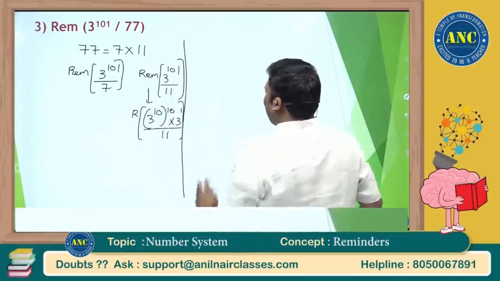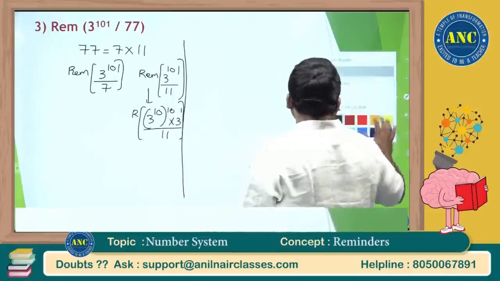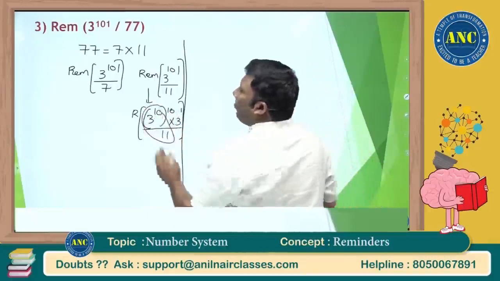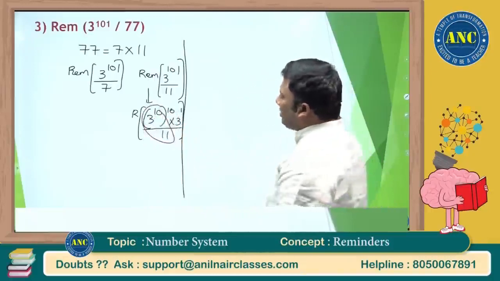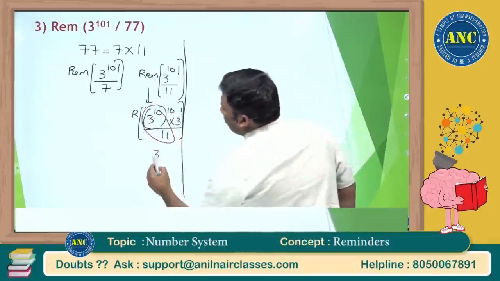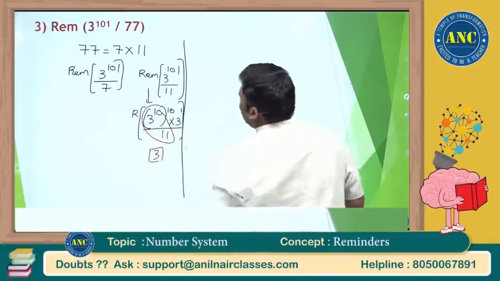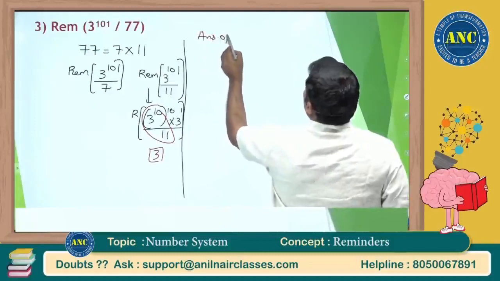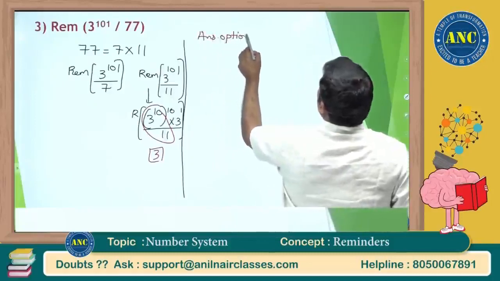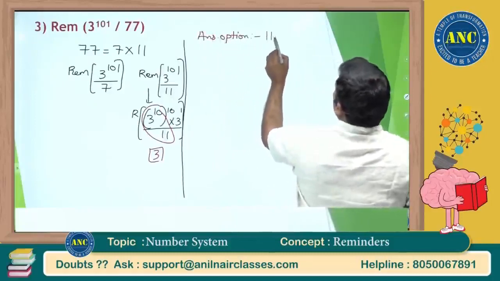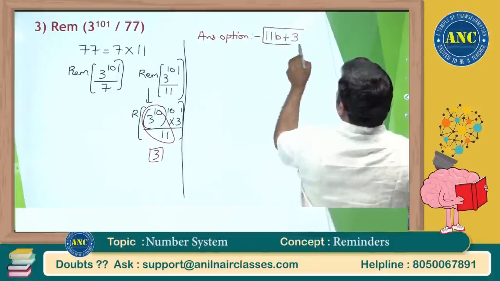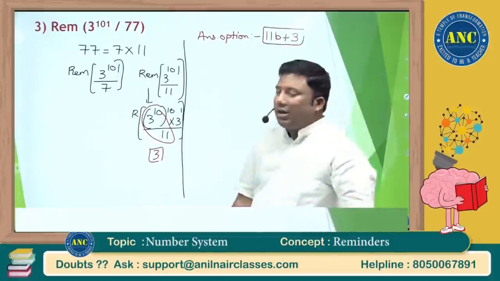I hope you are all there with me. a power p minus 1 divided by p. 3 power 10 divided by 11 is nothing but 1. 1 into 3, 3. So the answer option, when you divide by 11, gives remainder 3, that is 11b plus 3.